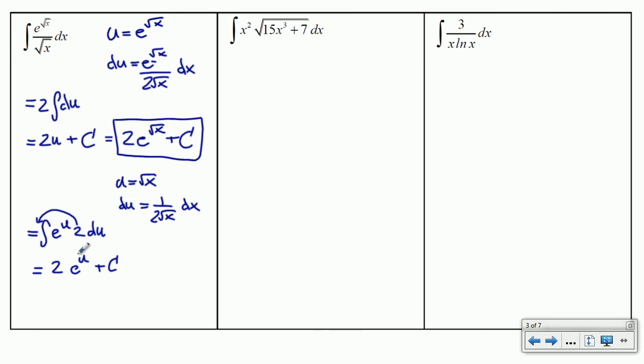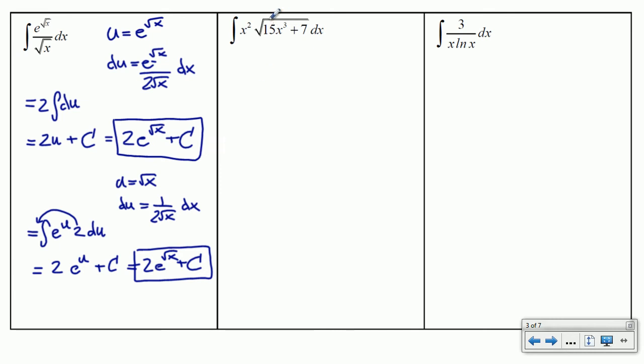And we can sub back in for u, which in this other way of doing it is root x. So we have 2e to the root x plus c, which is the same result as the one we did before. So that doesn't always work, but it's nice to know that you can do it a few different ways sometimes. Other times you might have to pick something different. If your first choice doesn't work, try something else.